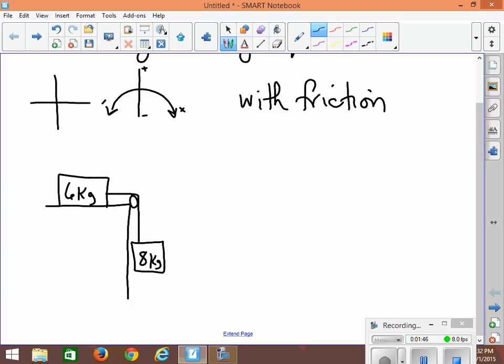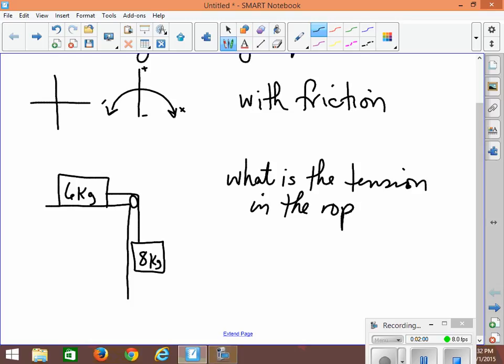So our question is still going to be the same. What is the tension in the rope? However, we're going to add friction. To add friction, we simply would indicate that we now are going to have a coefficient of friction in this question. I'll squeeze it over here on the side. Mu is going to equal 0.2.